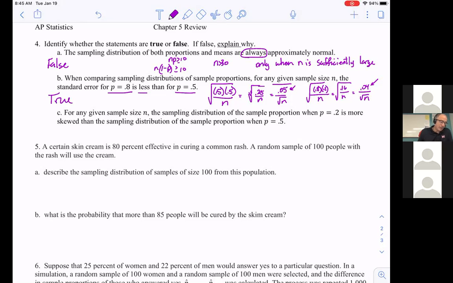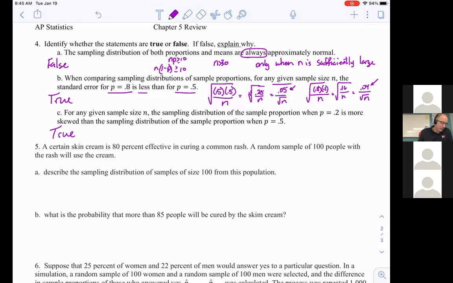For any given sample size n, the sampling distribution of a sample proportion of 0.2 is more skewed than a sample distribution of 0.5. And again, with 0.2, that's just going to be one of those cases of true. The further we get from 0.5, the more variability, the more skewed it can be. So my sample size has to get larger.